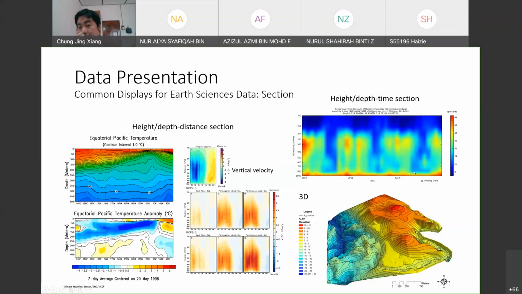If you have multiple vertical profiles at many times or many points on the earth, and you draw a section like this, it gives you information as such. So this is the importance of drawing a section. And for 3D, usually people use it to draw topography.